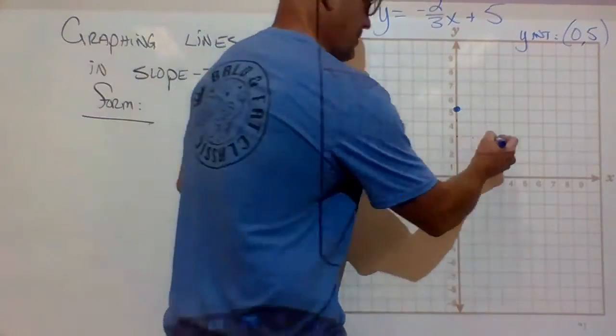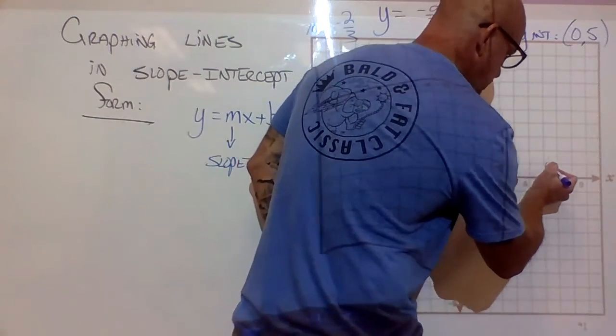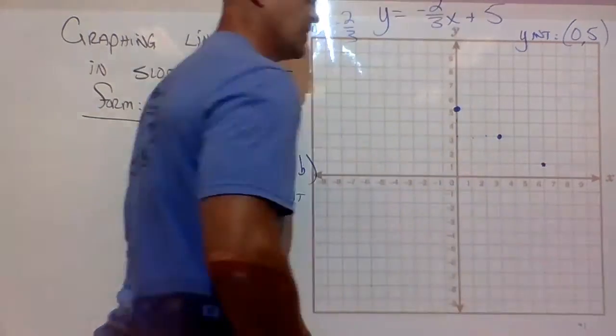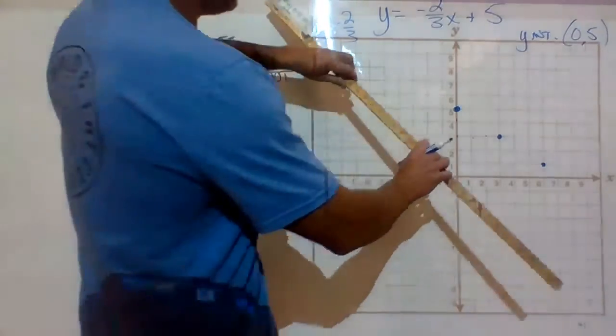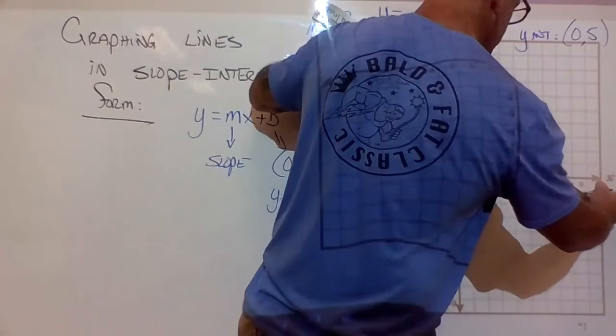I'm going to count it again because, hey, I like more points. Down 2, over 1, 2, 3. And I can do that all day if I wanted to. I like to get at least 3 points. That gives me a nice, beautiful line.